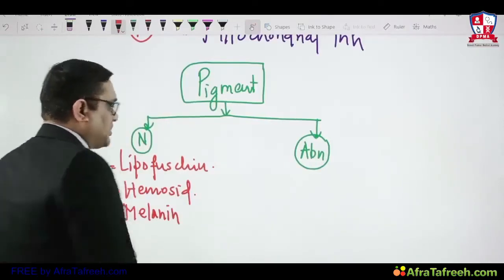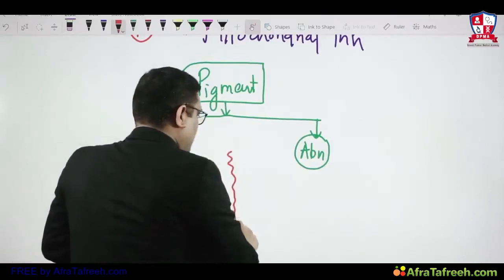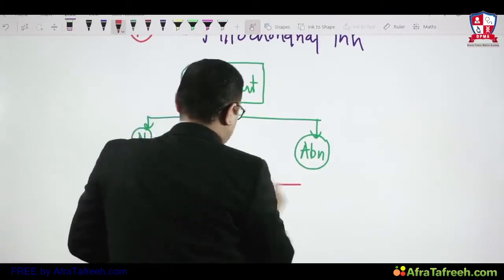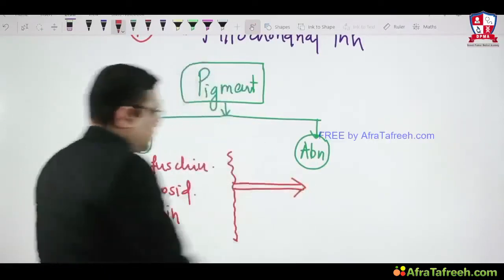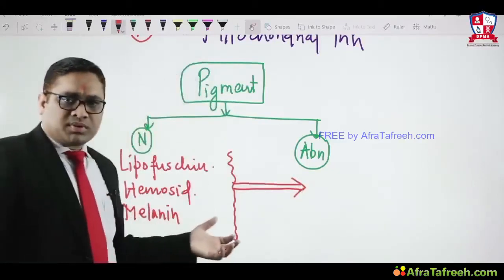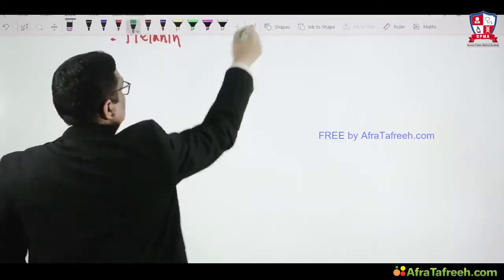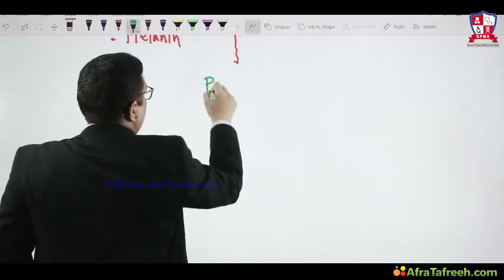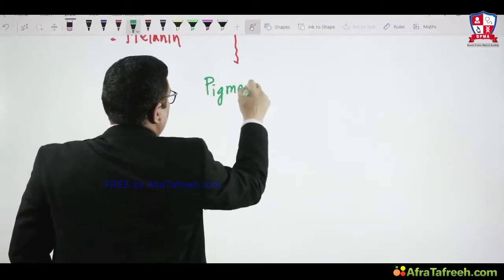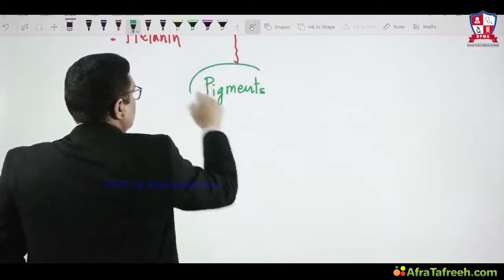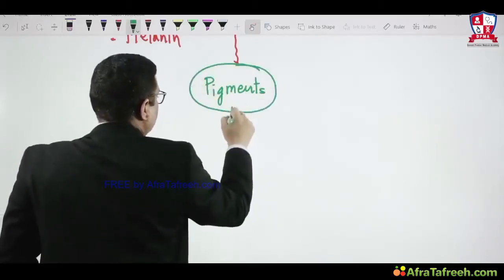Lipofuscin, hemosiderin, melanin, they will be present in normal also, and they can be present in abnormal also, right? So when they are under normal, no problem, they may be a sign of some. So now we will discuss the next topic. Next topic we are going to discuss is the pigment. So what are the pigments accumulation we are going to discuss here?